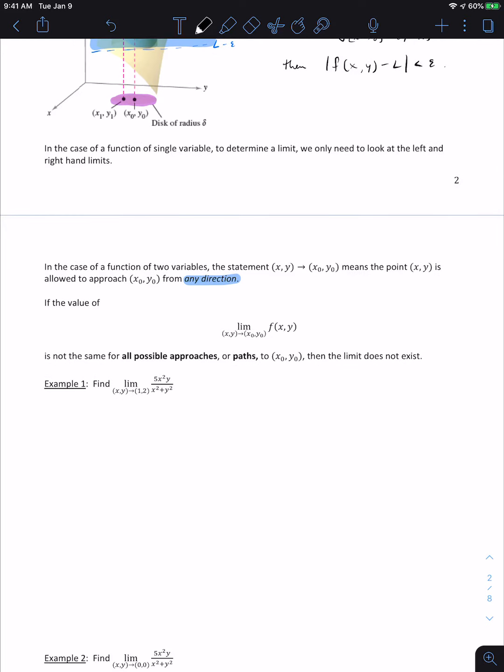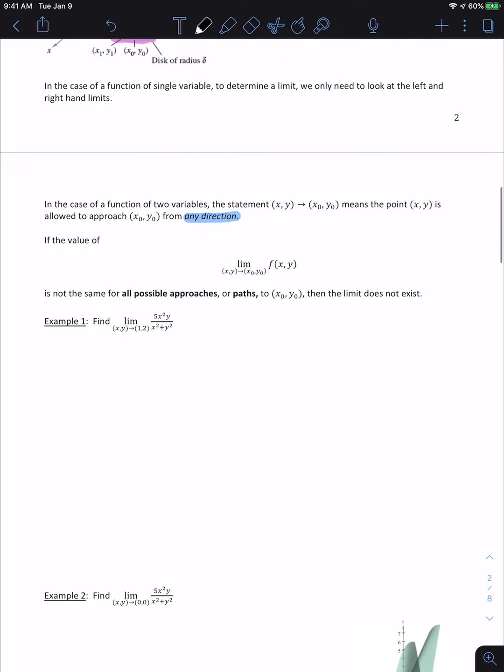So again, if the value of this limit is not the same when I approach from this direction or this direction or this direction or this direction, right? If it's not the same for every single direction, then the limit does not exist. All right, and that's the same idea as in two dimensions. If the left-hand limit did not equal the right-hand limit, then I knew that the two-sided limit did not exist. Same idea here, except it's from infinitely many directions.